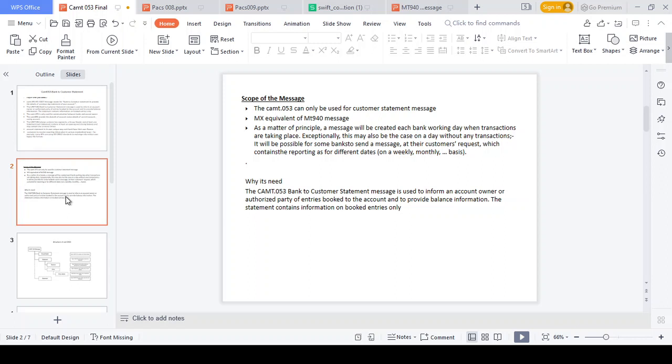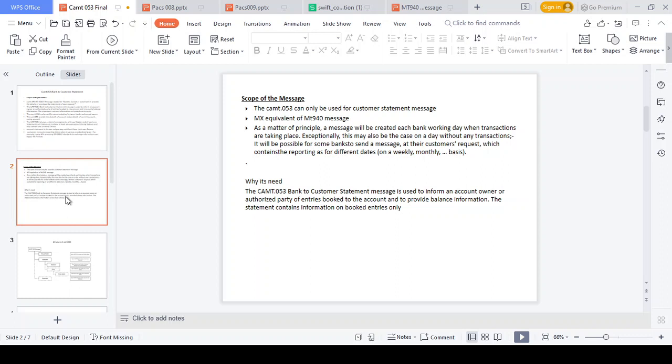Suppose the customer needs it generated on a daily, weekly, monthly or fortnightly basis. Whatever condition the customer gives, the bank generates it accordingly, and the customer can also prepare their own format. For example, I need only the opening balance, closing balance, and the required field details, which the customer gives. Based on those field details, the bank generates the message.